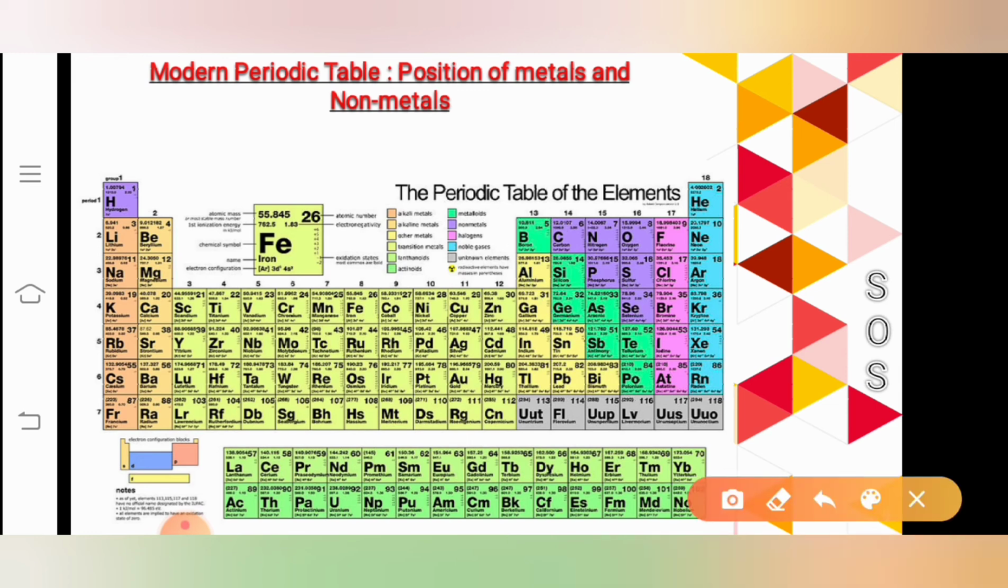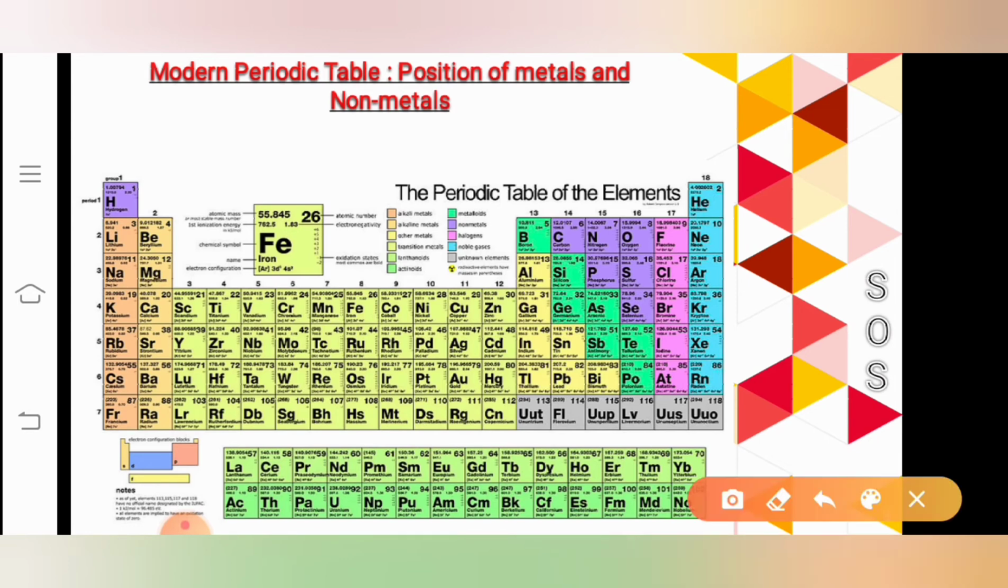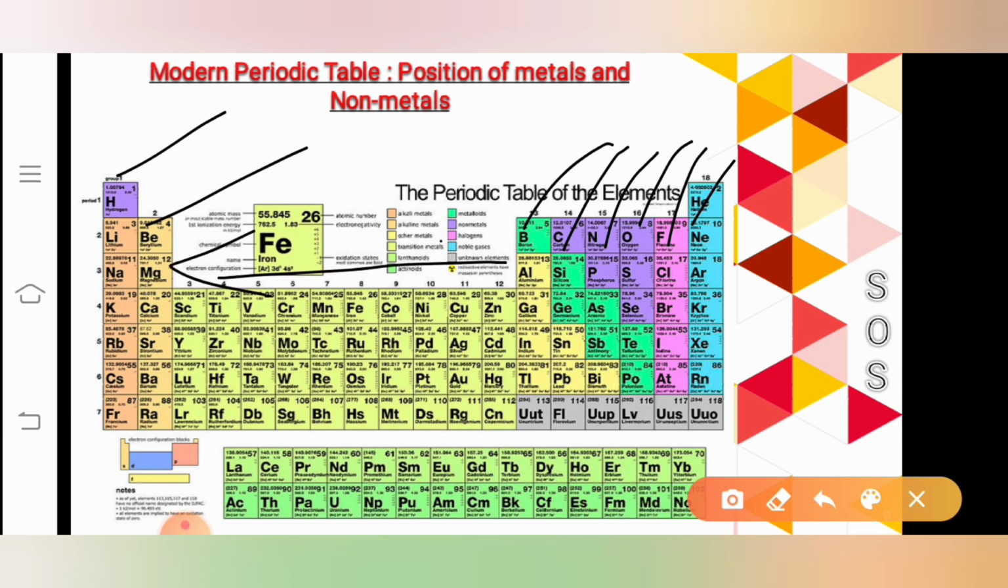And where are the non-metals? These are non-metals. The elements present on the right hand side of the periodic table are all non-metals. Correct? And please remember, in this class we will be covering only certain groups: group 1, group 2, group 13, 14, 15, 16, 17 as well as 18. Only these we will be covering because the groups in the middle are a little complex, and you will be studying those groups in your higher classes.